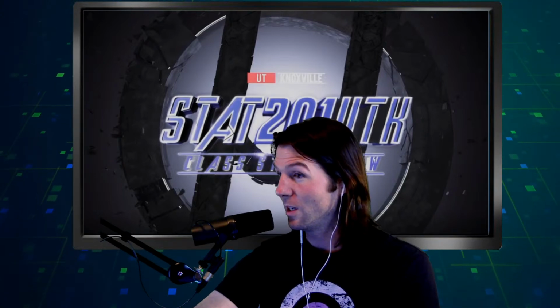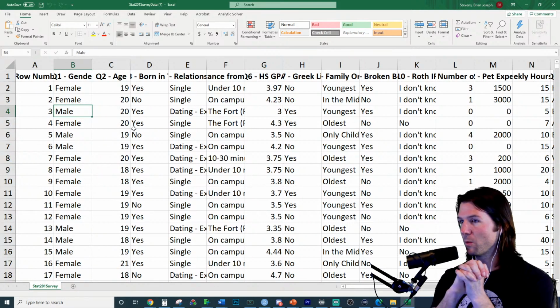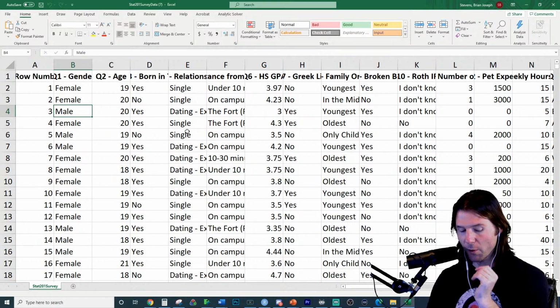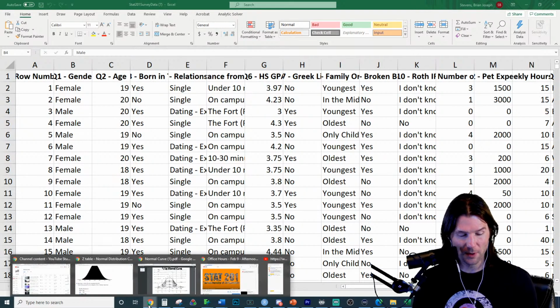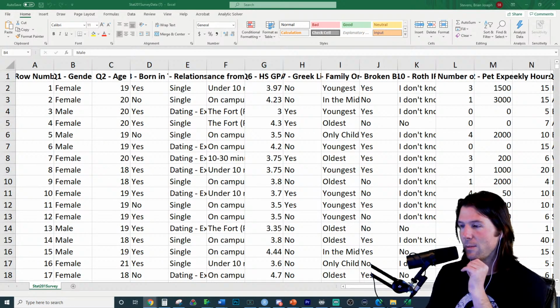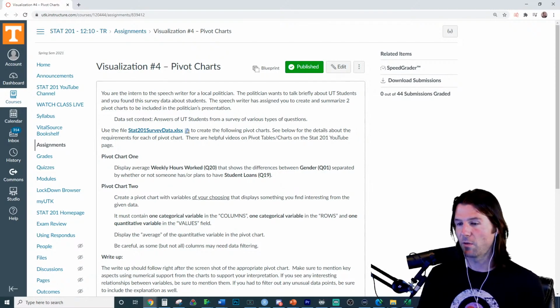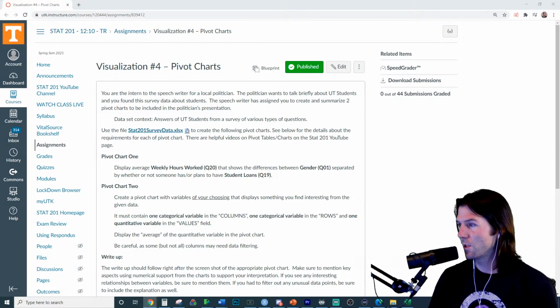Let's hop over here to the main screen. Here we are with visualization number 4. It's very important we have the visualization assignment open, which should be somewhere. Let me go get the visualization assignment. So visualization assignment 4 is coming up this week, this Friday. Here is visualization assignment 4.